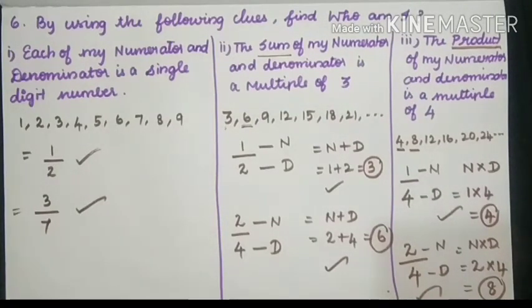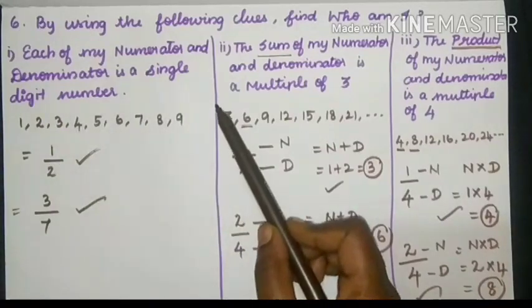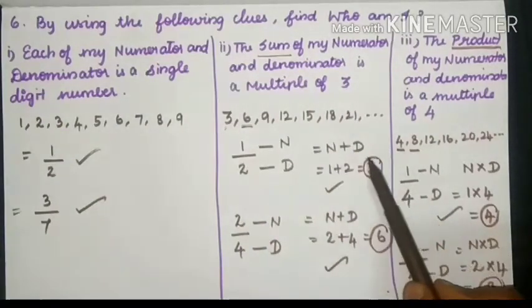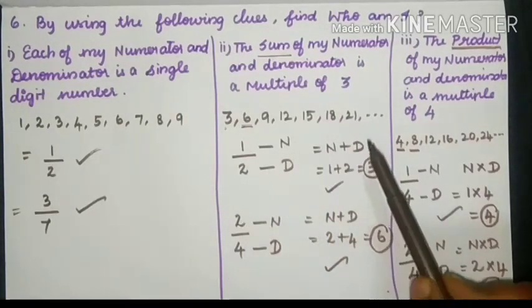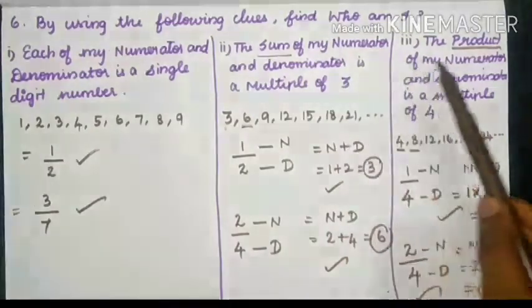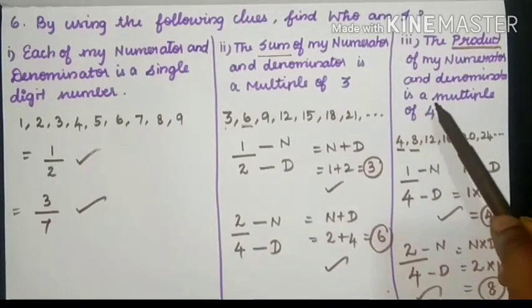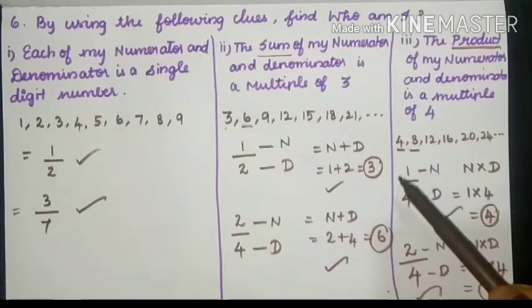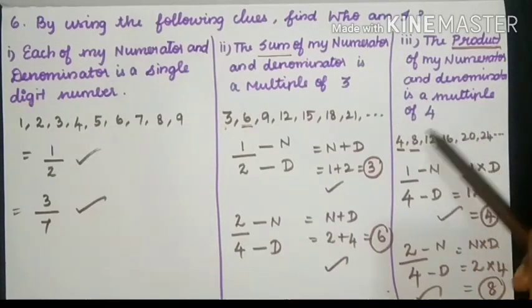You can choose any other number. For the first clue, you can choose any other number from 1 to 9. You can choose any other numbers in the place of numerator and denominator when the sum of numerator and denominator gives a multiple of 3. And it is similar for the third clue: the product of numerator and denominator is a multiple of 4. So you can choose any numerator and denominator values whose product is a multiple of 4.